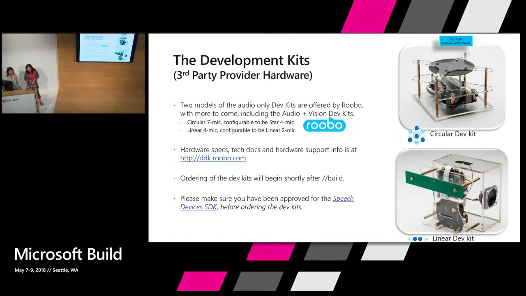The Speech Devices SDK puts the tools in your hand, the developer's hand, to easily use our reference dev kits that allow you to quickly build up your own speech-enabled devices. So here we have two variants of the dev kits provided by third-party company Rubo. The circular ones are more suitable for a smart speaker kind of device or a set-top box. And the linear ones are more suitable for a wall mount or in-car type of device. Make sure you apply for the Speech SDK before you order the device.